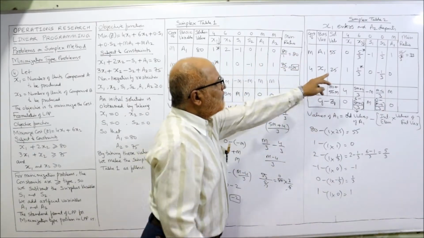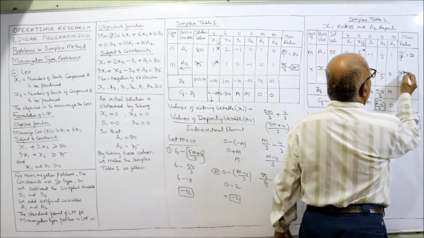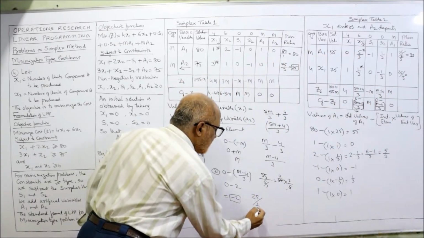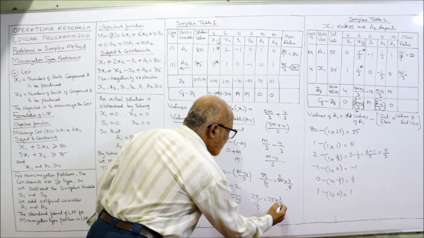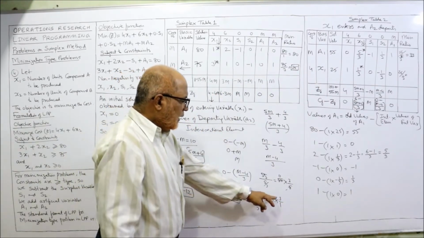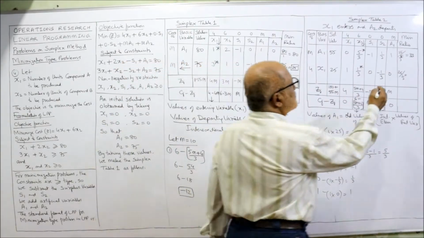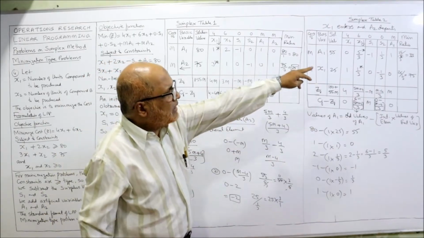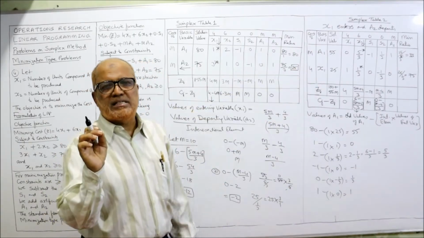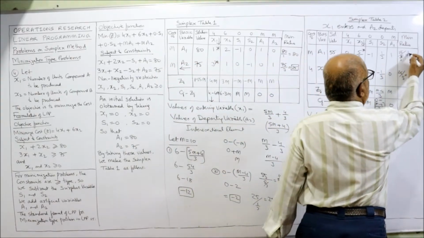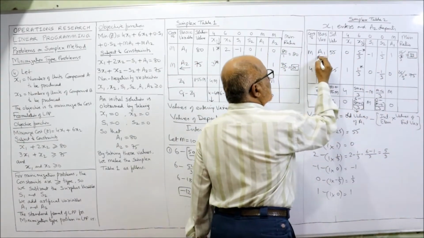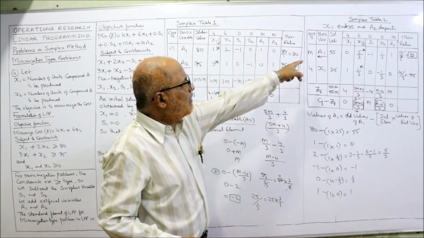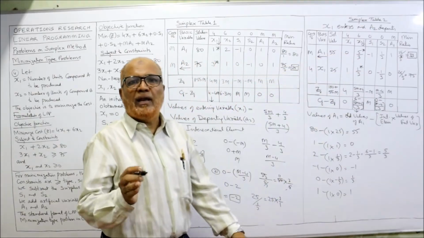Here 25 divided by 1 by 3. So we can make reciprocal. 25 divided by 1 by 3 is equal to 25 into 3 by 1. So 25 into 3 is 75. That's all. Now minimum of these, 33 or 75. Whichever is less, 33 is less. So this is the departing variable. So which variable will depart? A1 will depart. In the next table, A1 will depart and X2 will enter.